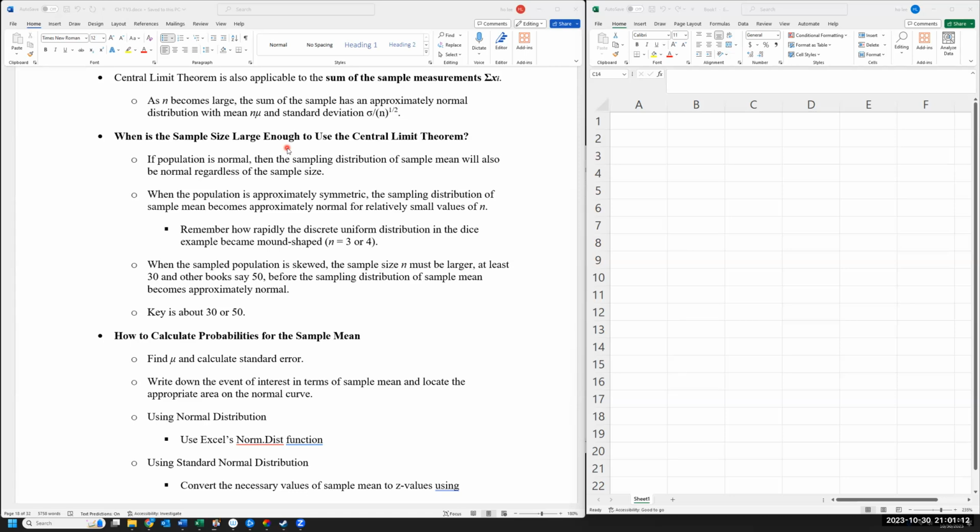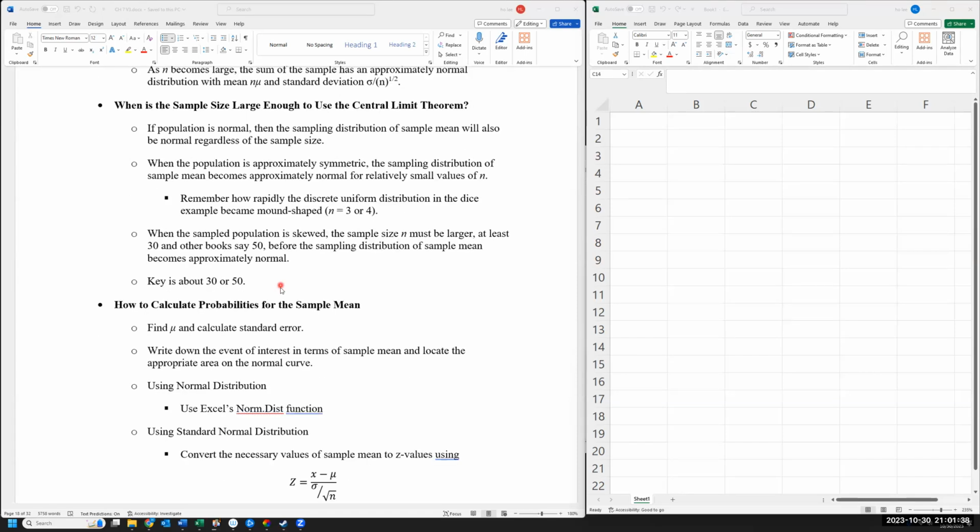So if we have some weird looking population distribution, if it's all wacky looking, basically you need about 30 observations in your sample. Other books say 50. So the key is about 30 in this book. But in real life, when you work with others, maybe they learned it from a different book that says 50. So just be aware of that.